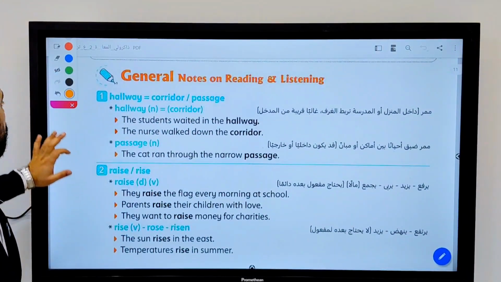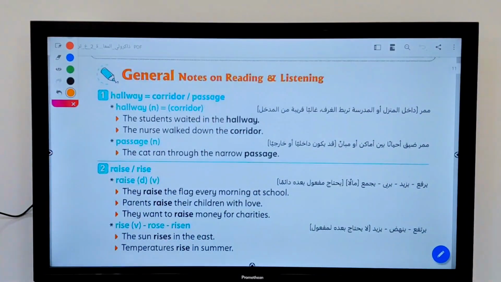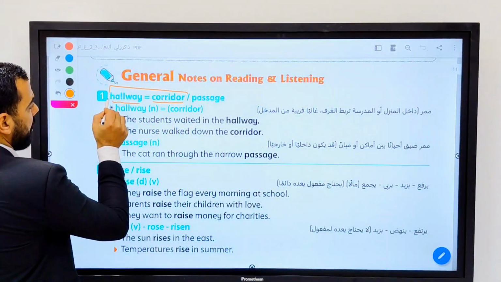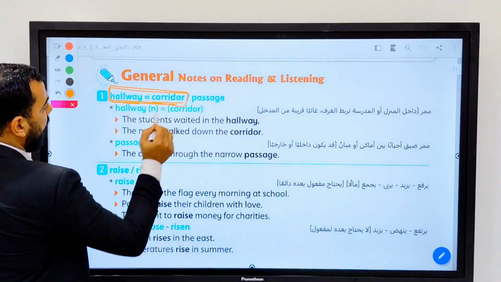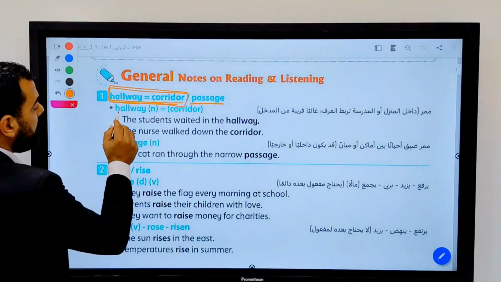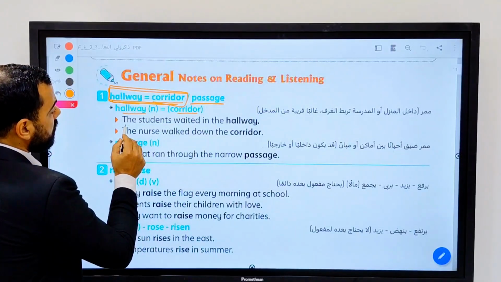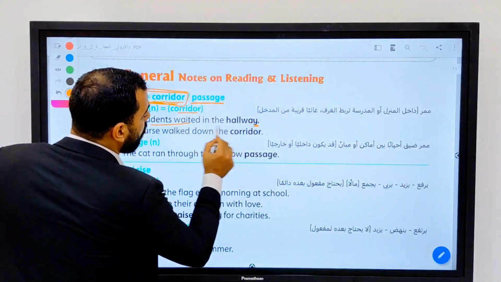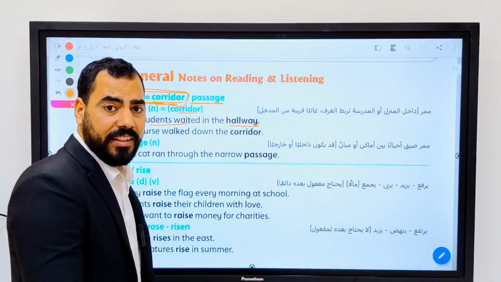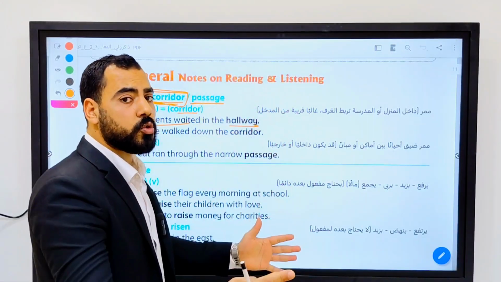General notes on reading and listening. What is the difference between hallway and corridor? They have the same meaning, by the way. Hallway and corridor, but passage is a little different. For example, hallway equals corridor, so the students waited in the hallway. The hallway or the corridor is inside the building, inside just one building.